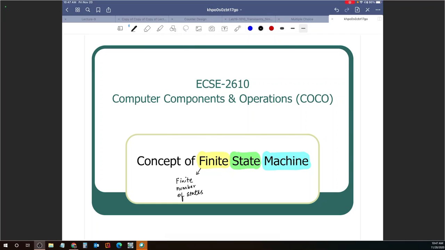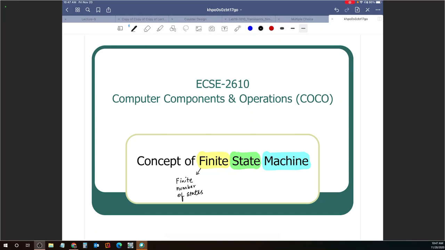Just as we had a finite number of states in our counter design problem, you remember in the 3-bit counter design that we just did, we had very finite states in our counting pattern. We didn't have all 8, but we had 7 states, each state representing the output of the counter. Just the same way, a finite state machine has a finite number of states. That's why we have finite.